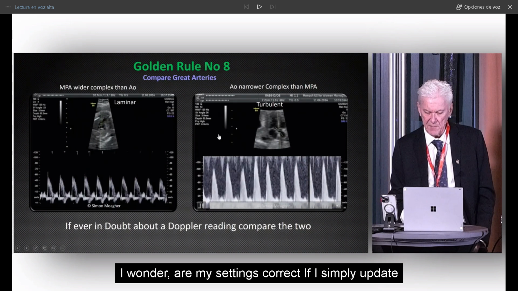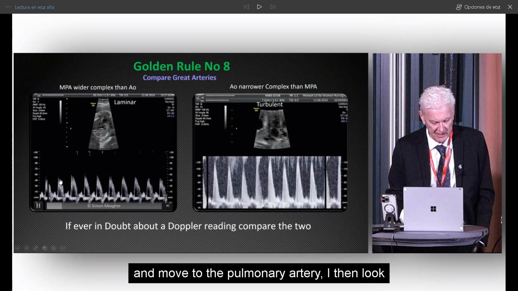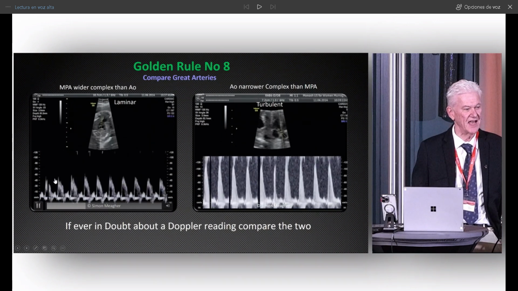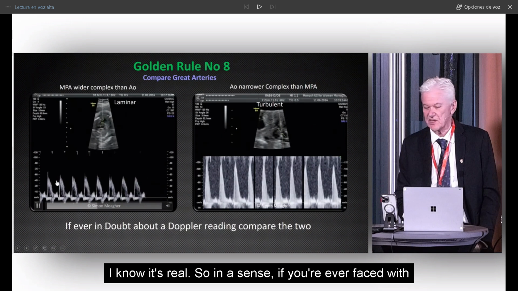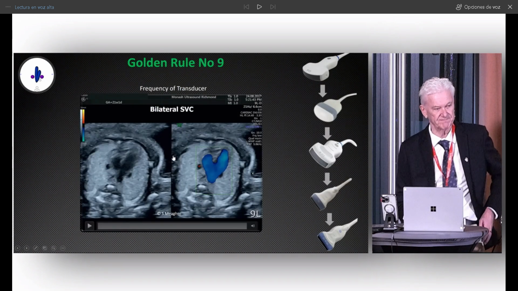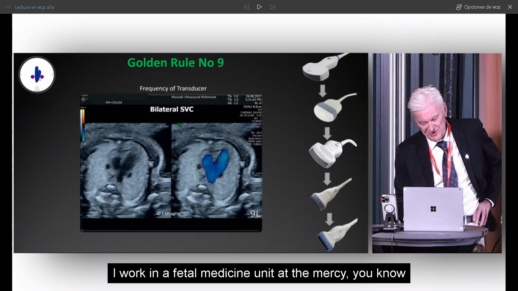If I simply update by clicking the right button and move to the pulmonary artery, I then look and get the pulmonary artery and getting velocities around 48 centimeters a second. I know it's real. So in a sense, if you're ever faced with that scenario, compare one vessel to the other. Rule number 9. I work in a fetal medicine unit at the Mercy.